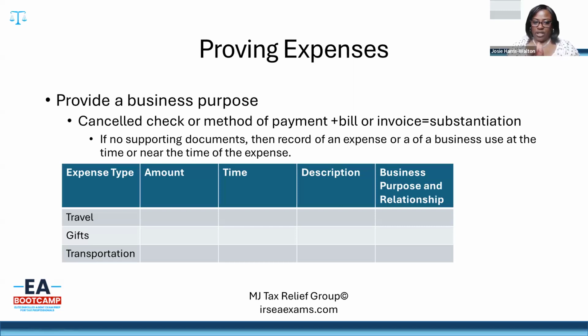So keep your clients abreast and say, hey, you're supposed to have method of payment and invoice equal substantiation, but you also need to keep records, just in case you lose that bill or invoice. You gotta have the method of payment, like your checking account. Most people don't do cash anymore, so you will have that on your bank account. But if you don't have a bill, people don't understand it. If you don't have a bill, there's ways you can do things, which is this.